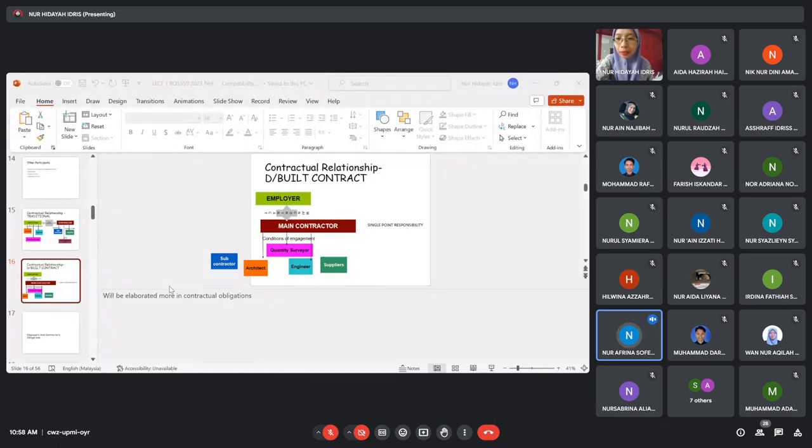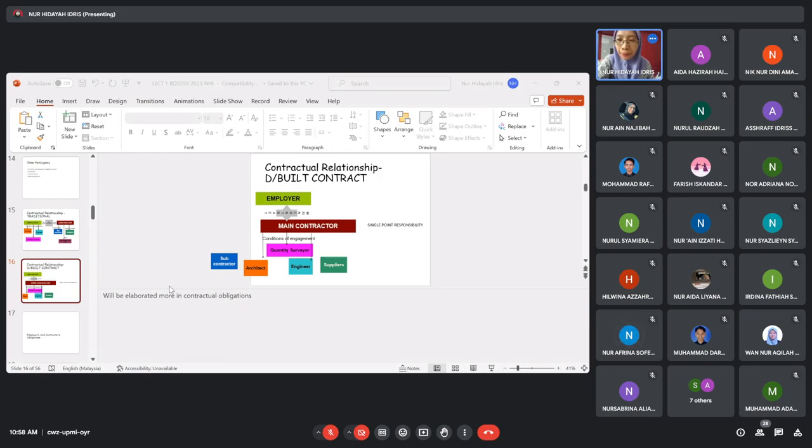Main con has a single point responsibility. Okay. Single point responsibility means dia liable on all the consultants and subcon and supplier. Yes, finally Afrina. Right? Okay, name one boy to explain on traditional contract design liability.